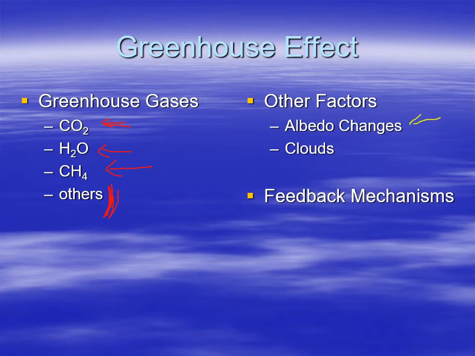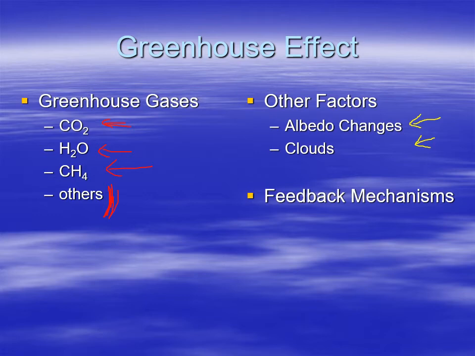One of these factors is, of course, albedo changes. For example, if the Earth gets a little bit warmer, you tend to have more evaporation and more clouds. And so the more clouds that you have, the more energy is blocked from even making it to the ground. So you change the albedo, and there's less energy being absorbed in the first place.